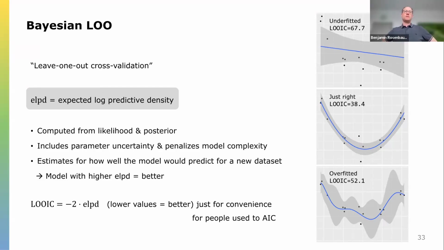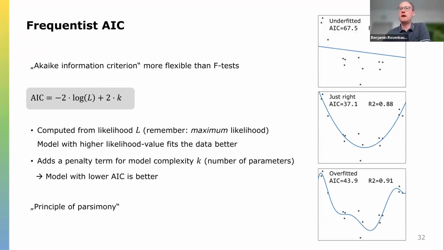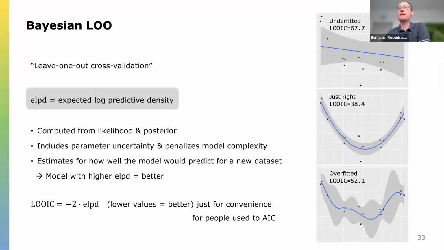Here, models that have a higher ELPD are better, but to ease the transition for people familiar with AIC, this information criterion is -2 times ELPD, and this can be used just as AIC. So here you see the models. Also, the values are for the most part very similar. And again, you see that the model in the middle has the lowest LOOIC value, so the lowest information criterion, and this should be the preferred model.